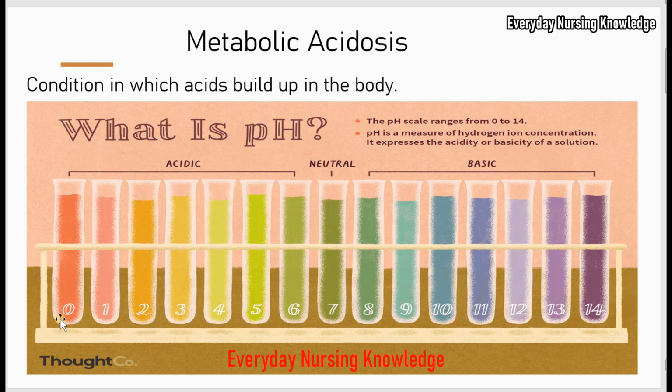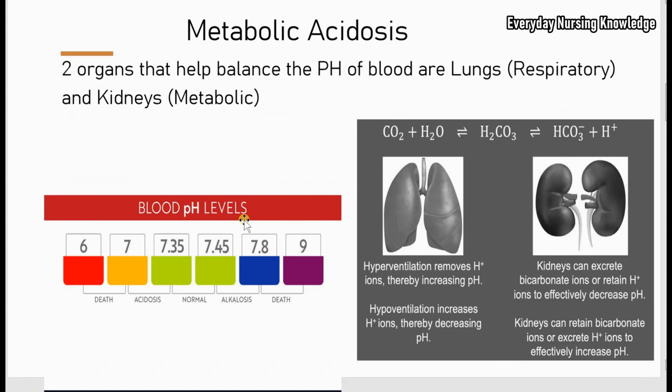The pH ranges from 0 to 14. And 7 is neutral. So anything below 7 can be acidic and anything above 7 can be basic. So the less the hydrogen ion concentration, the pH level increases or the substance can be basic. Now, coming to blood pH level, the normal blood pH level is anywhere from 7.35 to 7.45.